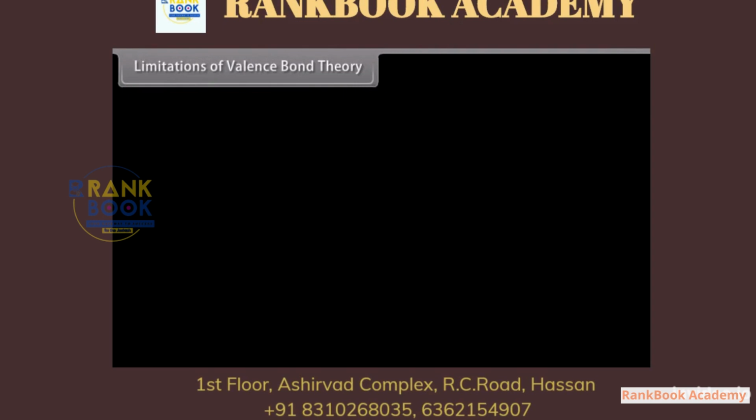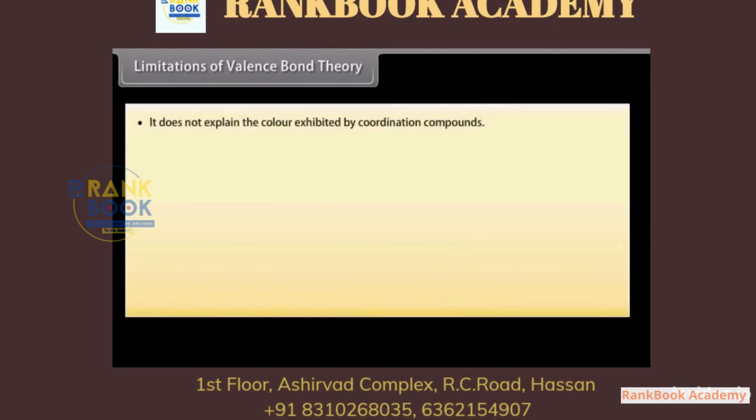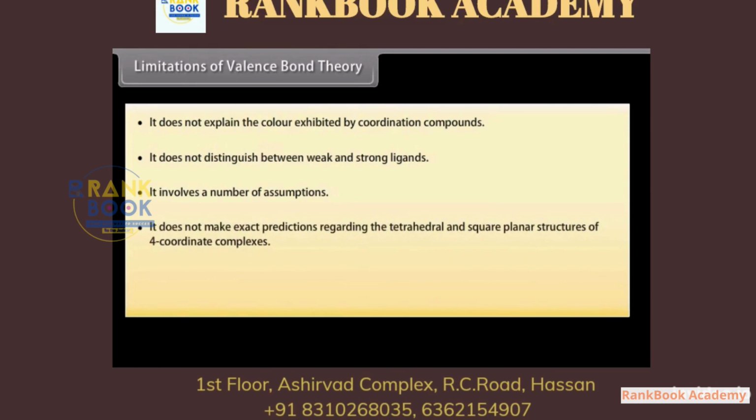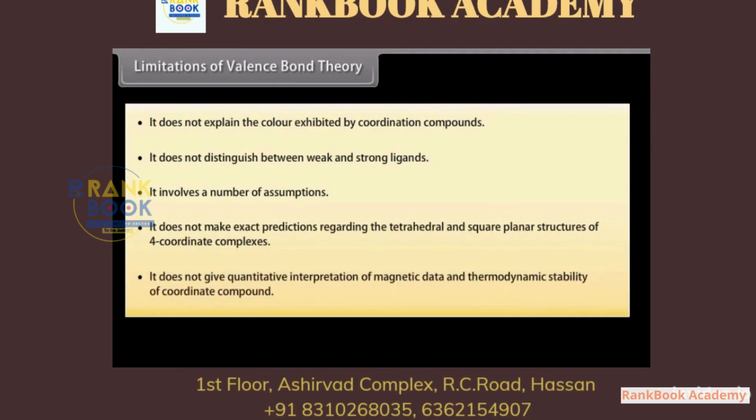Limitations of valence bond theory. The main limitations of valence bond theory are following. It does not explain the color exhibited by coordination compounds. It does not distinguish between weak and strong ligands. It involves a number of assumptions. It does not make exact predictions regarding the tetrahedral and square planar structures of 4 coordinate complexes. It does not give quantitative interpretation of magnetic data and thermodynamic stability of coordination compounds.